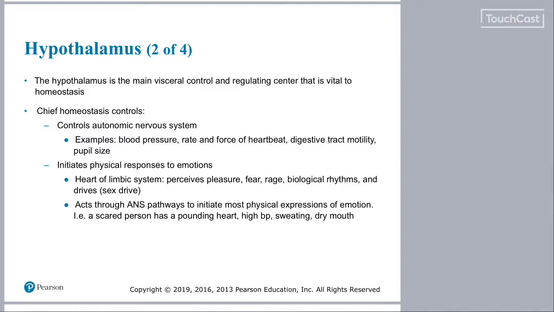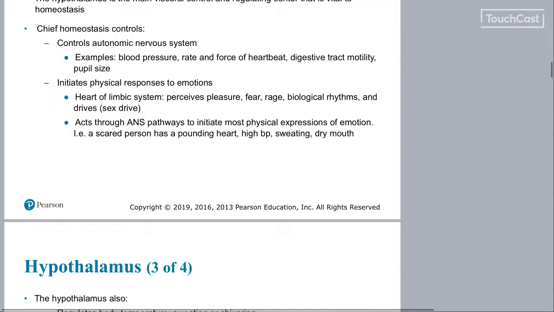It's also going to initiate physical responses to emotion. So that limbic system that we talked about, which is our emotional center, it's going to be able to perceive pleasure, fear, rage, biological rhythms, and drive. So sex drive is an example of one. So it's going to act through the autonomic nervous system pathways to initiate most physical expressions of our emotions. So these physical expressions, like if you were just scared or watching a scary movie, your heart might be pounding. We know that our blood pressure increases. You may also get sweaty palms, sweaty upper lip, and dry mouth. So again, it's going to initiate these physical responses that we have based on an emotion or an event.